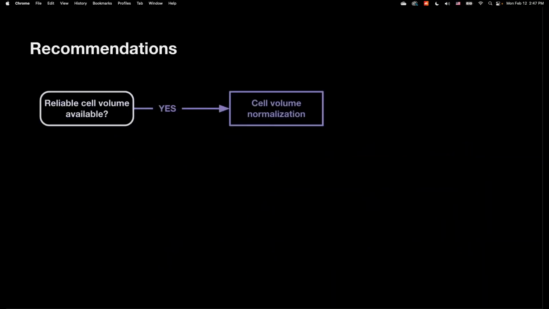And so based on all of our results, we present the following decision tree to help us think about what kind of normalization to use in different contexts. Given that the technical factor we're really trying to correct for here is partial volume capture, we think that the ideal normalization factor is volume, as we saw in our very first simulation. However, cell volume estimates can be hard to come by, especially in publicly available data. Also the reliability of cell volume estimates can be susceptible to errors in cell segmentation. However, if you are confident in the cell volume estimates in your data, then we think that normalizing by cell volume is the best option.